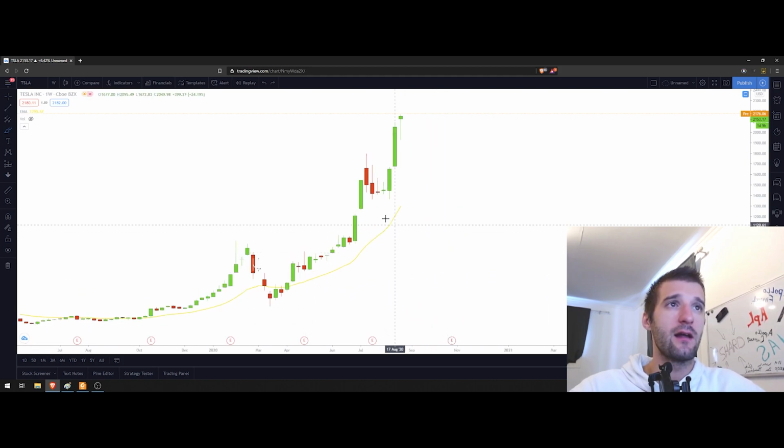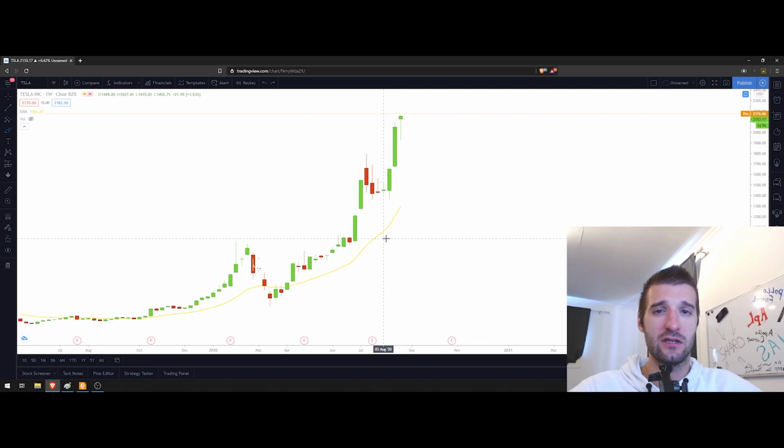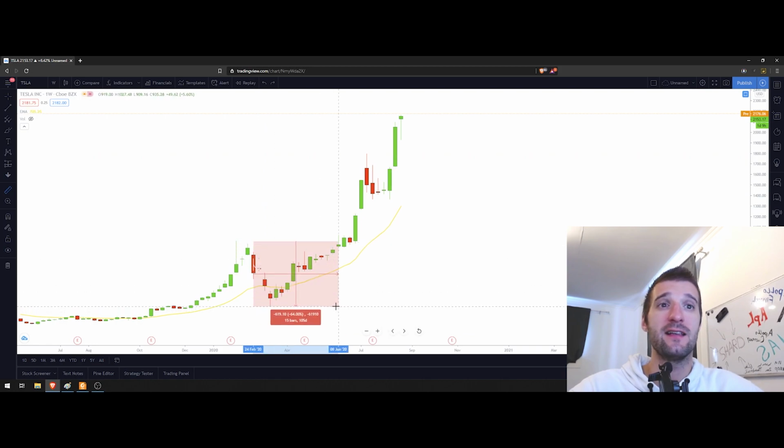So look at this, right now we are so parabolic. Tesla went so parabolic over here that the retrace will happen sooner or later, and it's going to be violent and it's going to be big in percentage, like it happened over here. If we measure the retrace over here, it is a 65% retrace.